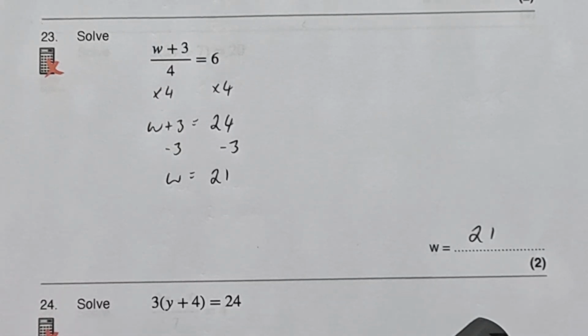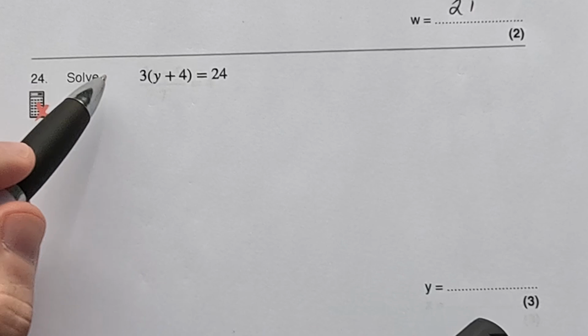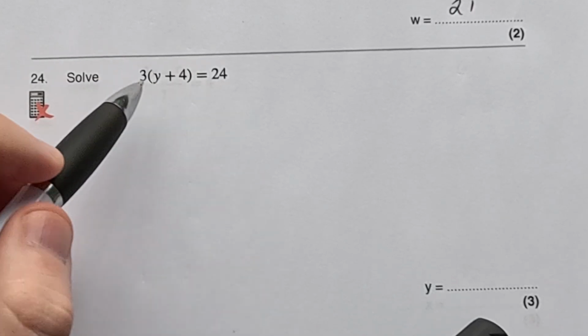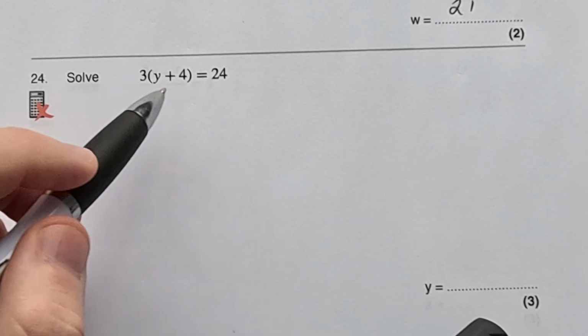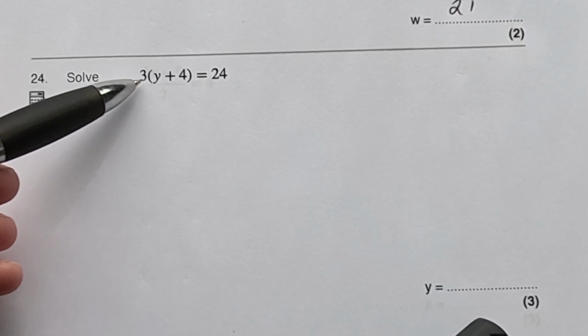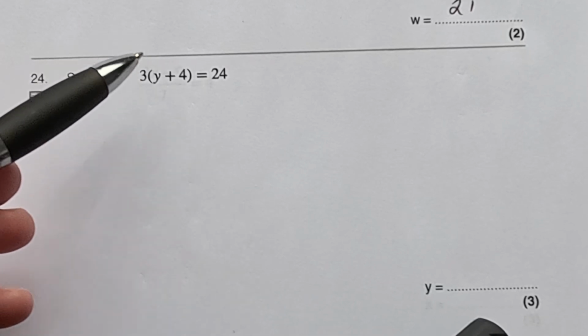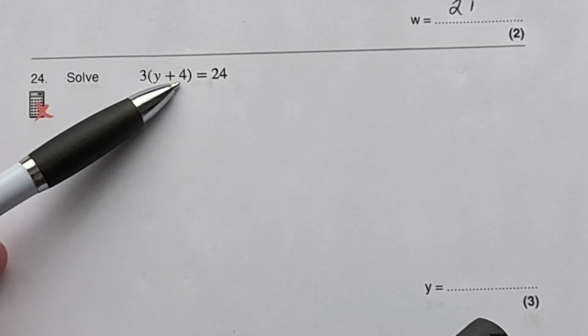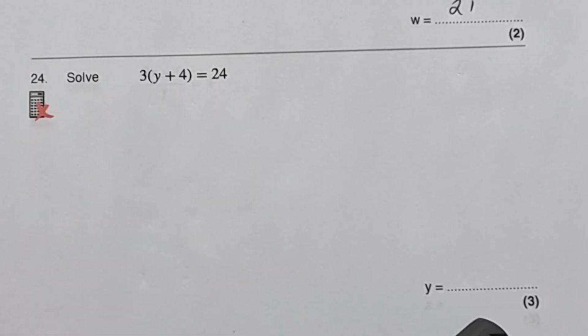Okay, question number 24. So question number 24 says solve 3 bracket y plus 4 close brackets equals 24. So 3 times this bracket equals 24. There's a few different ways you could approach this question. Some people might say, well, let's get rid of the multiply by 3 to begin with. So let's divide both sides of the equation by 3. And if you do that, you get that y plus 4 is equal to 8. And then you can take away 4 from both sides to see that y is equal to 4.